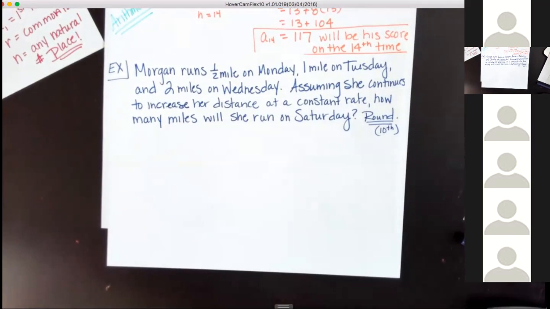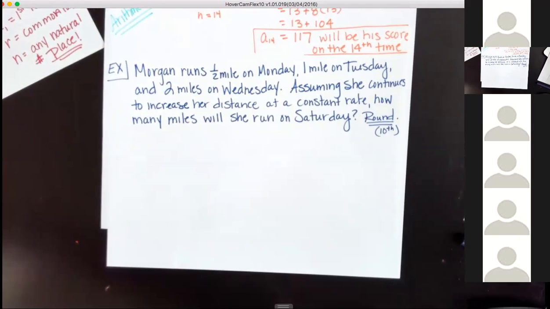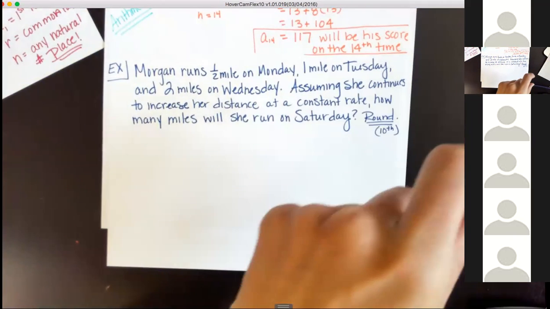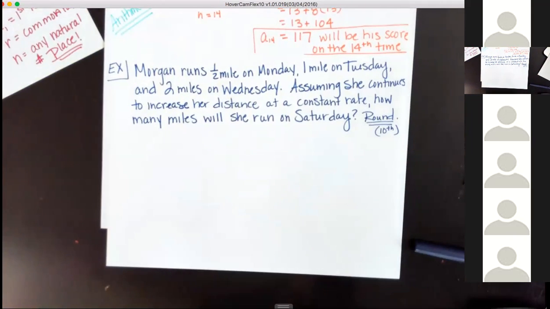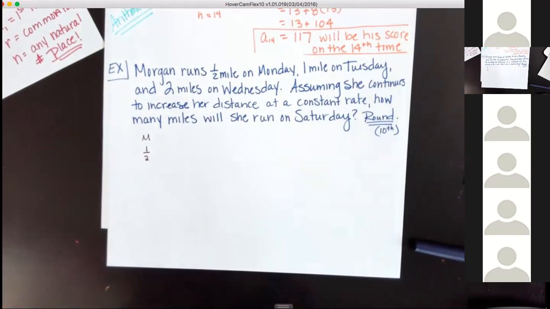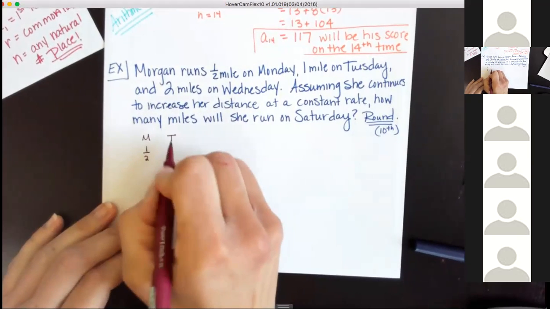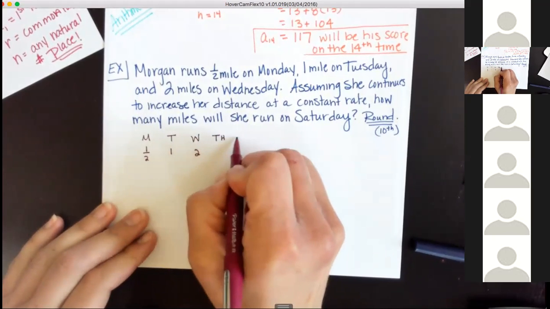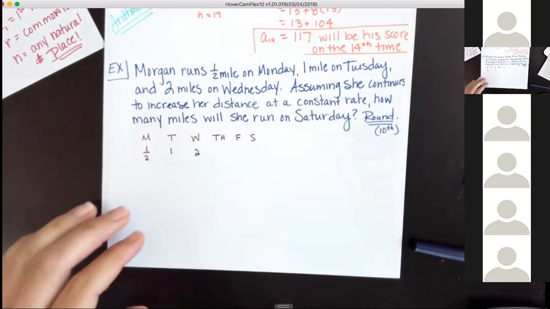And here's the situation where you don't see your domain and range like we talked about at the very beginning. You see that the first thing is Monday, so that's our A sub 1. The second thing is Tuesday, our A sub 2. Wednesday, A sub 3. So when we are working this out, what we're looking at is Monday was a half a mile. Tuesday was 1 mile. Wednesday was 2. So then we have to worry about Thursday, Friday, Saturday.